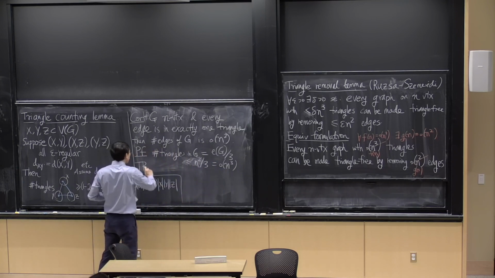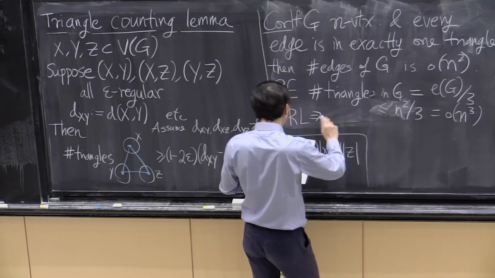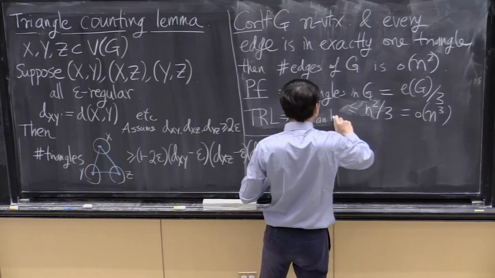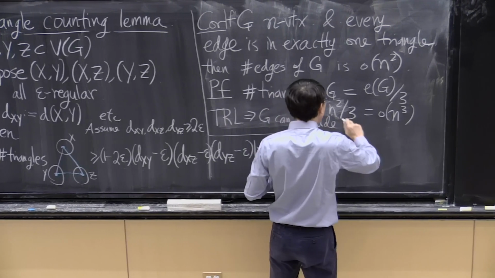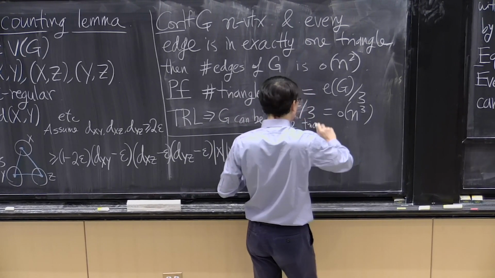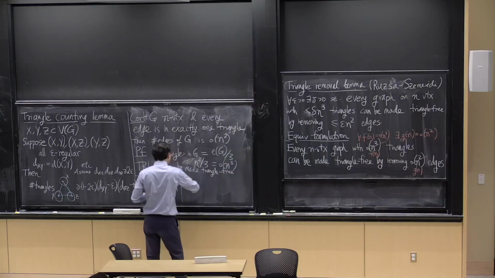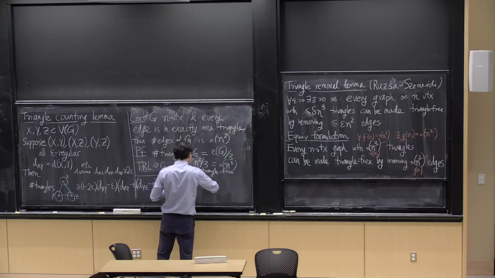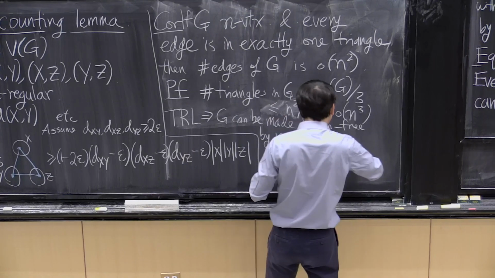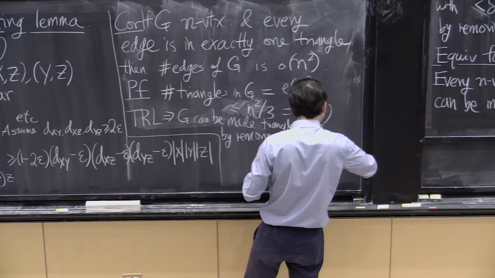And thus, the triangle removal lemma tells us that G can be made triangle free by removing little o of n squared edges.